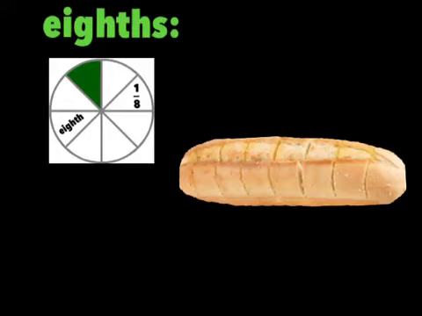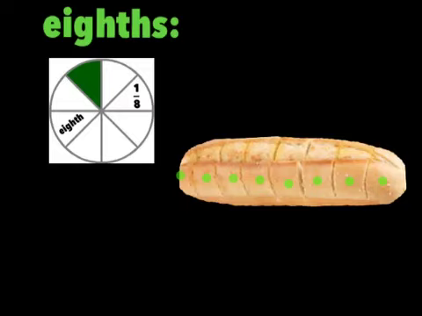Okay, now we've got eighths. And eighths is when we divide a whole thing into 8 equal parts. Let's have a look at this garlic bread. I can see there are 1, 2, 3, 4, 5, 6, 7, 8. Now, the ends of our garlic bread are a bit different, so it's not really equal parts, but I guess you can see what I'm talking about.